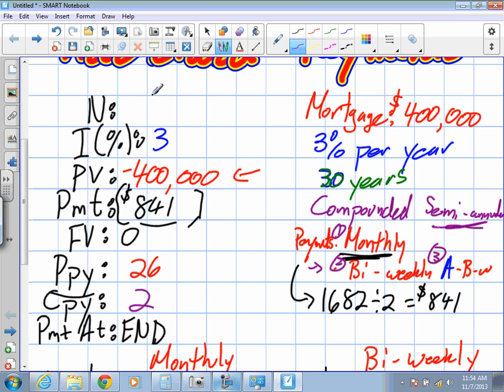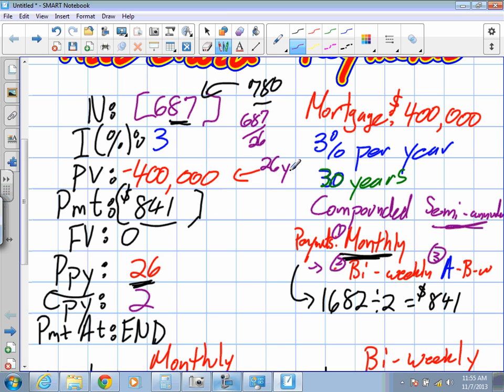And my new n, I think, is 687 payments. Remember, it used to be 780 payments. So it's gone down, okay? So because it's gone down, that means A, we're going to pay it off much faster. Remember we said that we make 26 payments every single year? If we take this amount, it'll tell us how many years are left on it. So we take this, 687, and divide by 26. That'll tell us in how many years we'll pay this off. So 687 divided by 26 gives us 26.4. So about 26 years. So we've reduced our mortgage by 4 years.